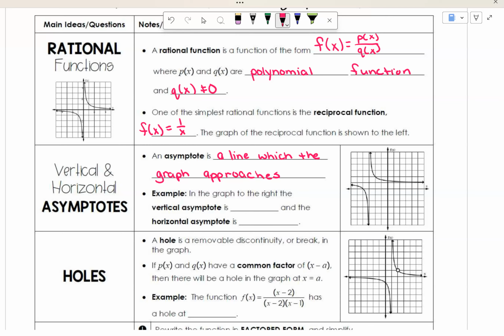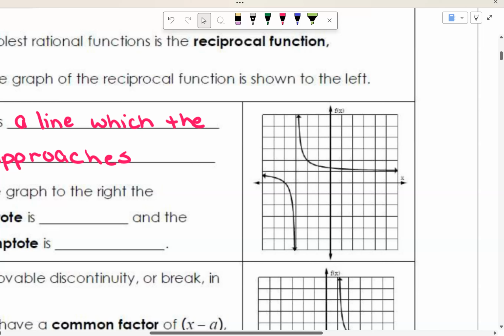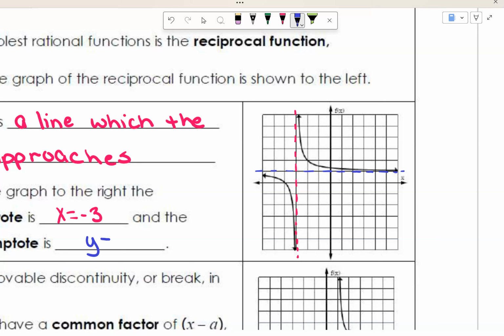So if you look over here on this one, I'm going to zoom in, okay? You can see that right here, the graph gets close to it, but it does not touch it. So that's 1, 2, 3, so it's x equals -3. So we have a vertical asymptote at x equals -3. And then if you look close, again, right here, we have another line that the graph gets close to, and we do not touch it. And that one is going to be our horizontal asymptote, y equals 1.